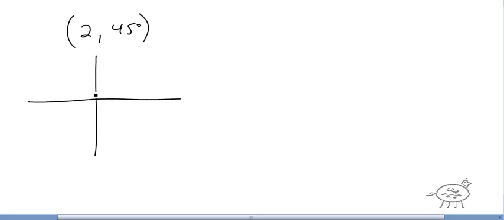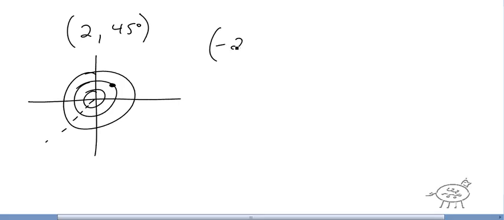If I give you 2 comma 45 degrees and ask you to give me another coordinate that represents 2 comma 45, well, I can sketch this real quickly again. 2 comma 45 is here. Isn't that the same thing as going all the way around to 225 degrees, but then going back negative 2? So it's equal to negative 2 comma 225 degrees.